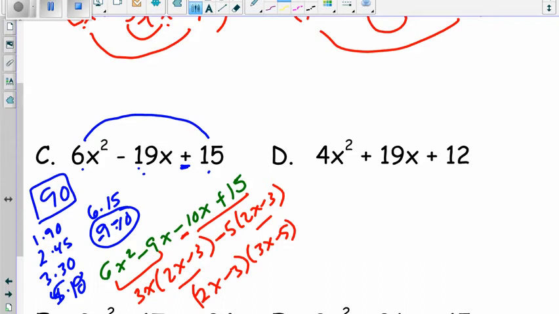Okay, sometimes grouping is a better method to use. So let's try this next one. 4 hasn't got any factors the same as 19. It has the same factors as 12, but the 19 doesn't work. So what I'm going to do is take these numbers and multiply them together, and I get 48. Think about the factors of 48.